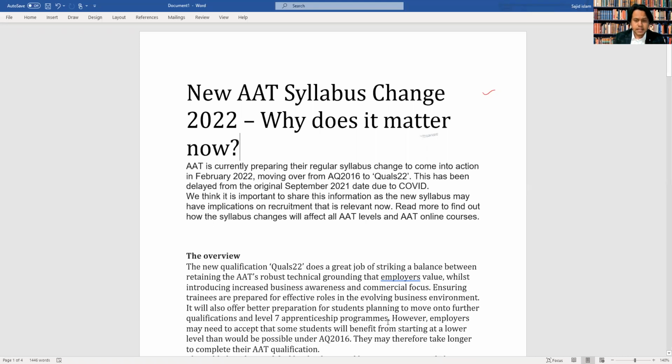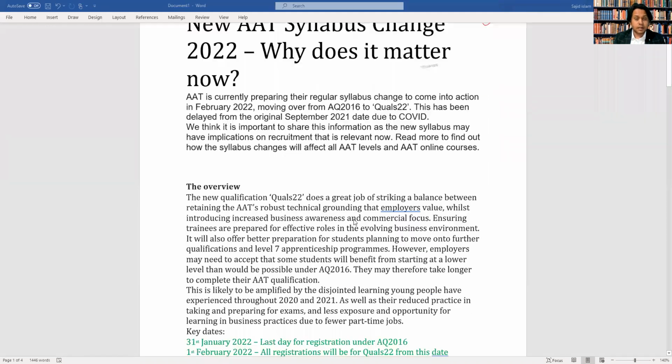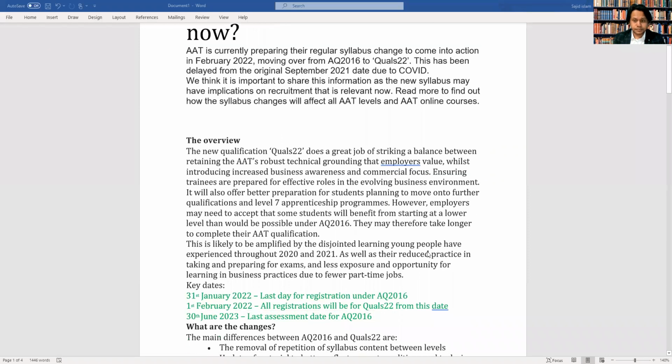The first thing we can see here is the overview. Currently we call the syllabus AQ 2016. So the last syllabus updated from AAT was AQ 2016, and now it will change to QUALS 22. So from AQ16, it will move to QUALS 2022. So let's have a look.